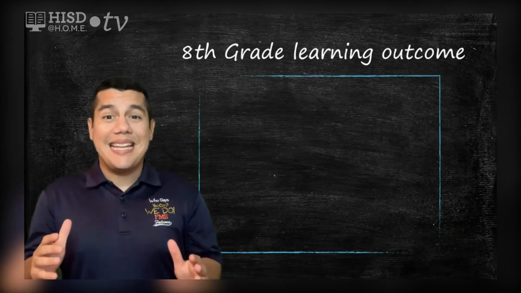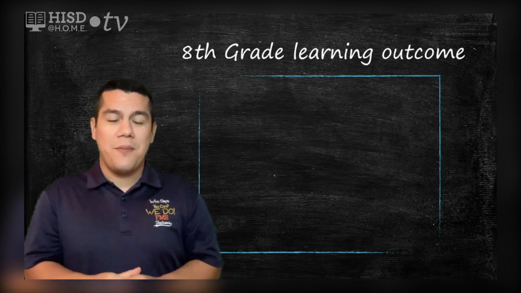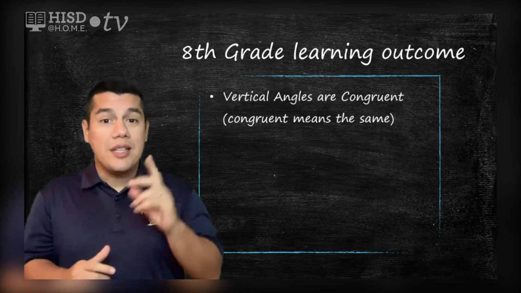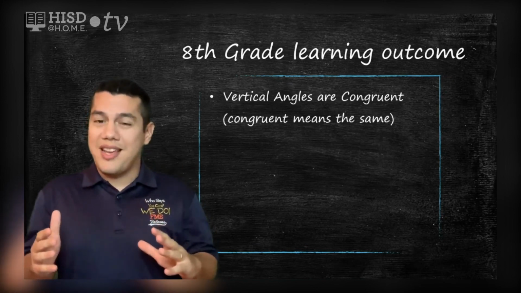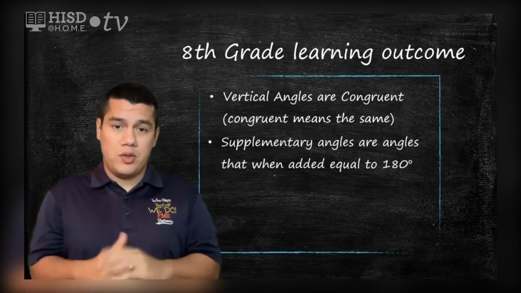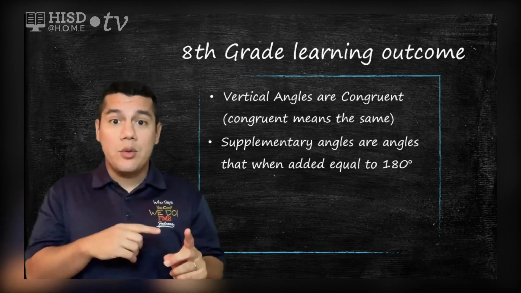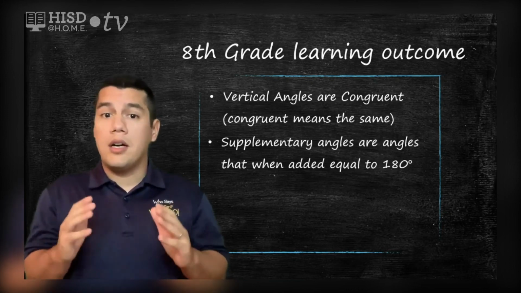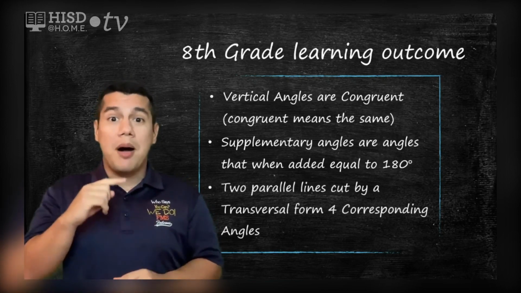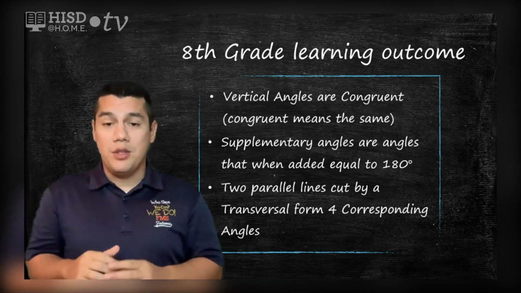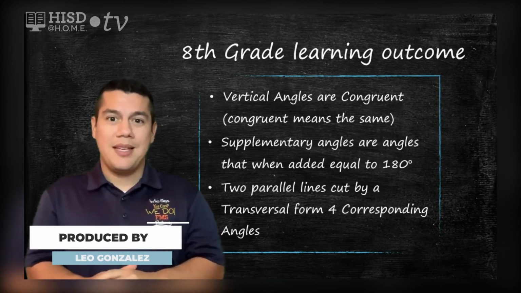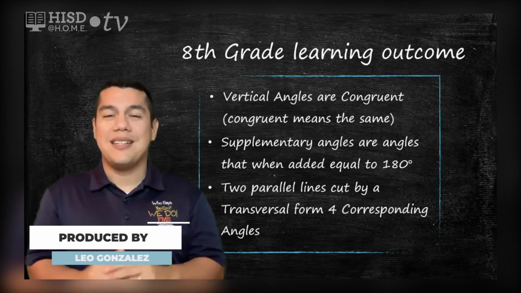And now we got to the end of our 8th grade section. Today we learned about vertical angles, and we learned that they are congruent. In other words, they are the same. We also learned that we have supplementary angles, and these are angles that when added together, they are equal to 180 degrees. And then we learned that when we have two parallel lines cut by a transversal, they form 4 corresponding angles. And that is the end of our section.